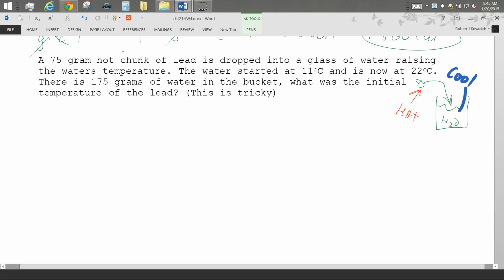So I need to know what the lead's initial temperature is, and I can get that by using the change in temperature stuff. If I know what the change in the heat was and I know what the final temperature is, I could just do some subtraction and figure out what the initial temperature is. So ultimately we want to be able to solve that equation for the lead. Well, we don't have enough information right off the bat to figure out what the change in temperature is, but we can figure out some other stuff.